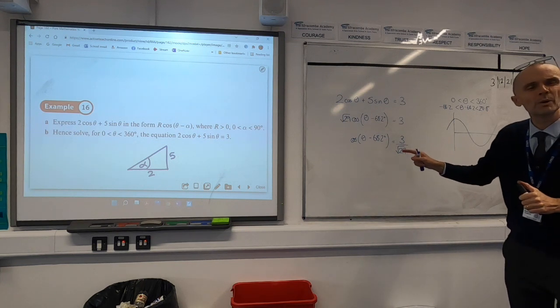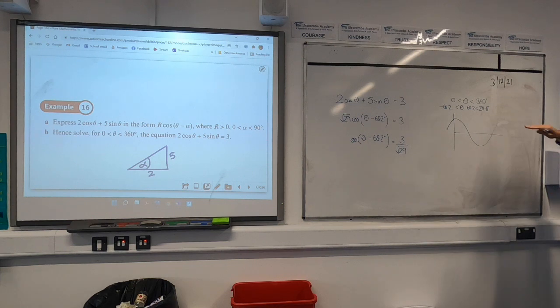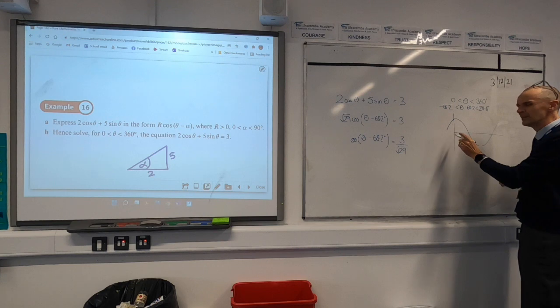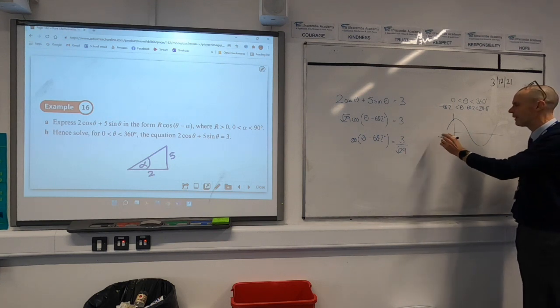So that's just like we do when we're solving cos 3 theta. We change our range of values. This is not 3 theta, it's theta minus 68.2. But I've drawn a normal cos curve to solve it. So 3 over root 29, root 29 is sort of 5 and a bit, so this is about half, isn't it?